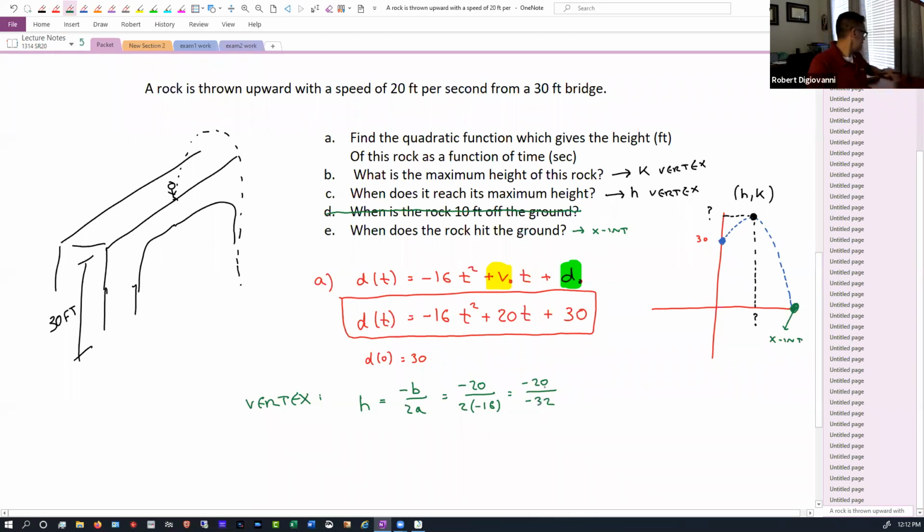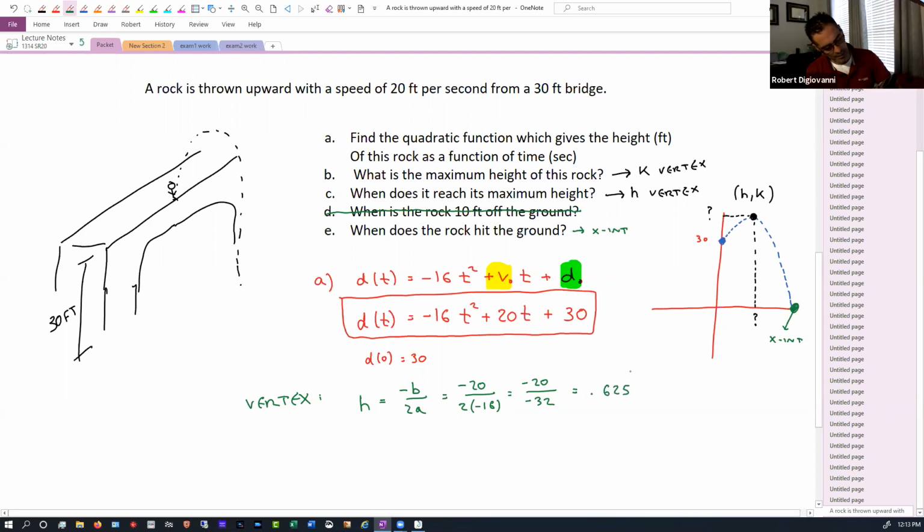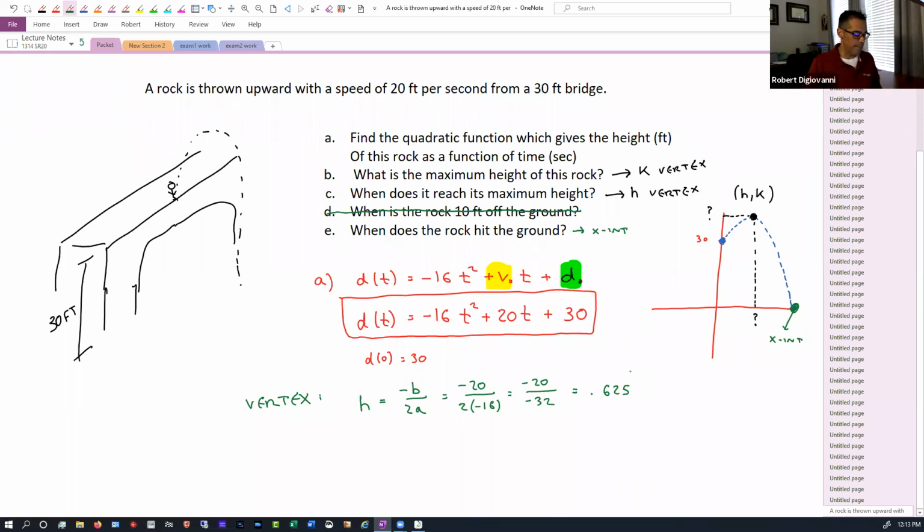And this is the first time that we've actually had an ugly number. 0.625 is what I'm getting. Now I'm going to use 0.625 because it doesn't keep going. It stops at 0.625. So I'm going to try and be as accurate as I possibly can. That's H.